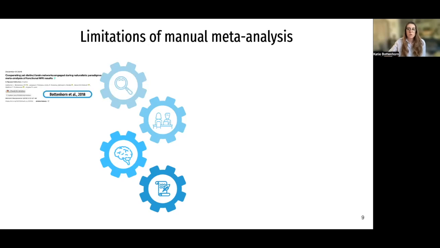And to do this, we're going to be using the example of a meta-analysis that I published a few years ago that looked specifically at the brain networks engaged during naturalistic fMRI paradigms. So this is things like watching movies, playing video games, and navigating virtual reality environments in the scanner. And first, we're going to talk about the search process.